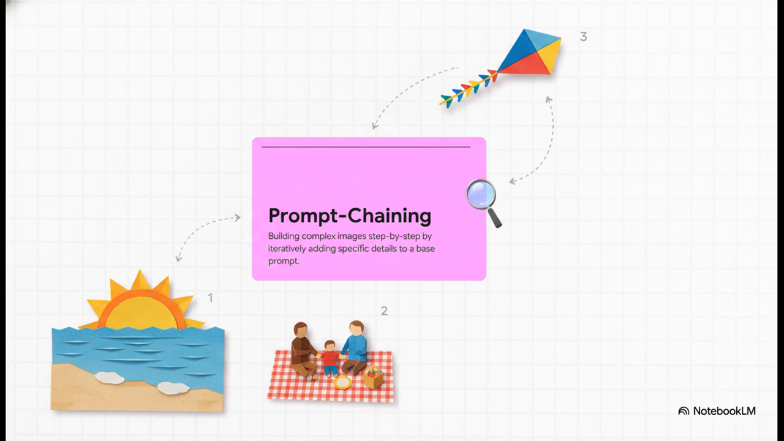And once you have that foundation, whatever you do, don't just dump a 500-word paragraph on the AI all at once. Instead, you want to use something called prompt chaining. This is where you build complex images step by step. Start with your broad foundational scene, generate it, and then iteratively add details in your very next message. Tell it, now add a family having a picnic. Then, now add a kite in the sky. This layers the details progressively, which means the AI doesn't get overwhelmed and confused by too much information at once.